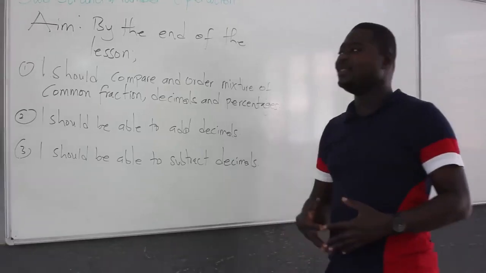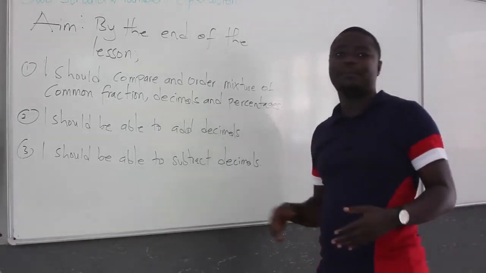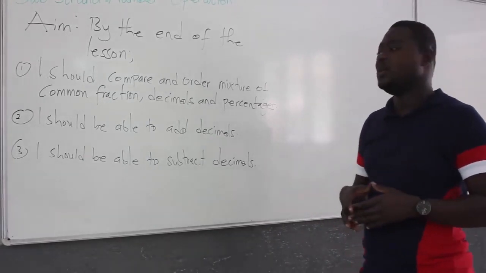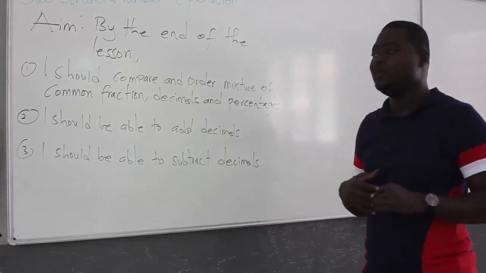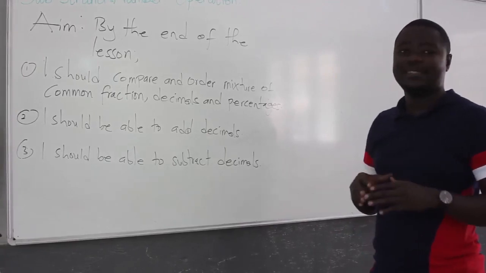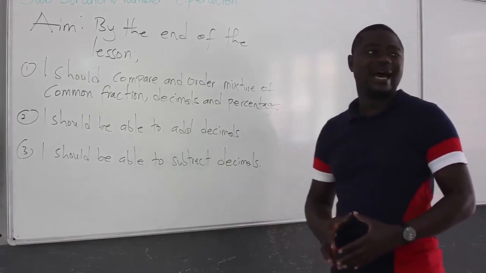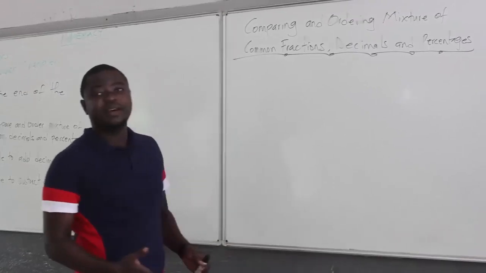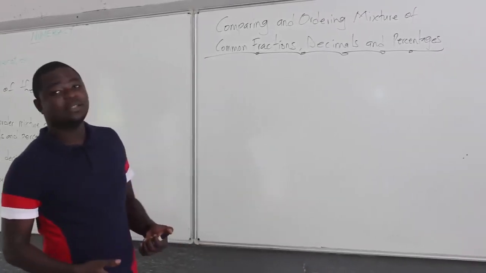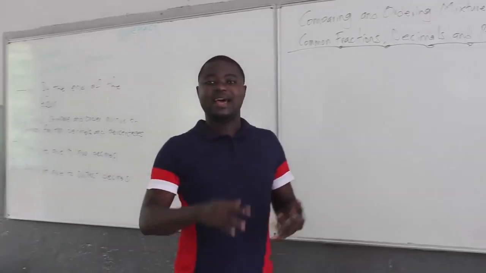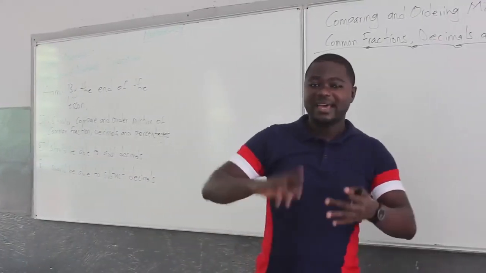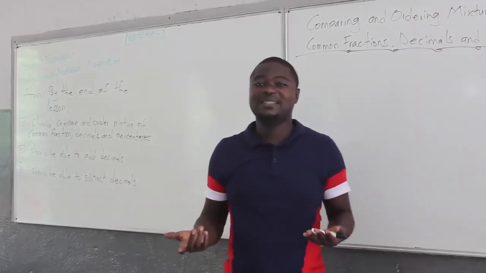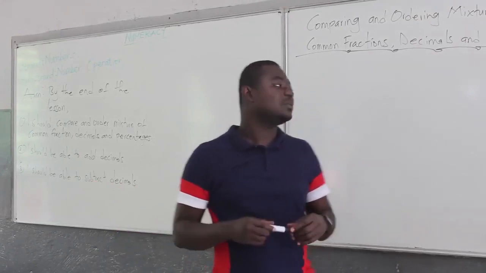At the end of this lesson, you should be able to compare a mixture of common fractions, decimals, and percentages. Also, you should be able to add decimals and subtract decimals. So this is what we are going to assess ourselves on. Follow me. Comparing a mixture of common fractions, decimals, and percentages. Meaning when you are given a fraction, a decimal, and a percentage, how would you know which one is greater or which one is less? That's what we are going to find out.